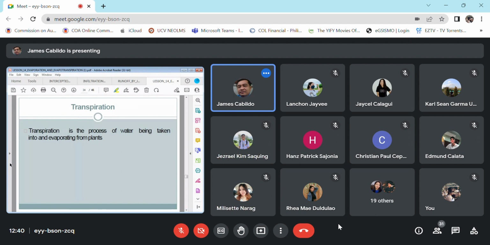Alright, next, let's go to transpiration, which is the process of water being taken up and evaporating from plants. It is taken up by the plants through their roots. Usually, the roots suck soil water, water from the soil. And then, during the process of respiration, water comes out through the leaves, through the stomata. So that's transpiration. Water escapes.